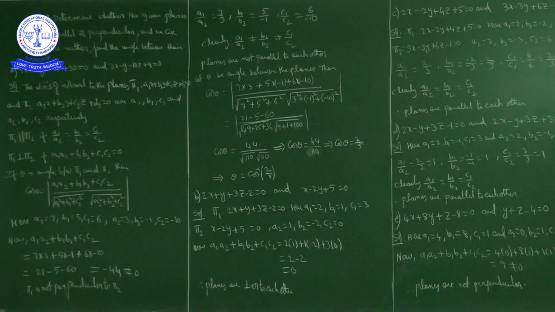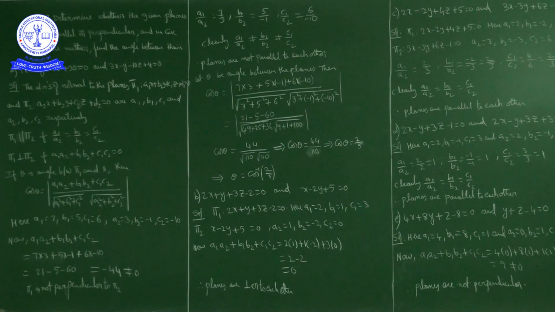What we have to do is check whether the given planes are parallel or not, perpendicular or not. If neither, we have to find the angle between the planes. Now, consider two planes a1x plus b1y plus c1z plus d1 equal to 0 and a2x plus b2y plus c2z plus d2 equal to 0.